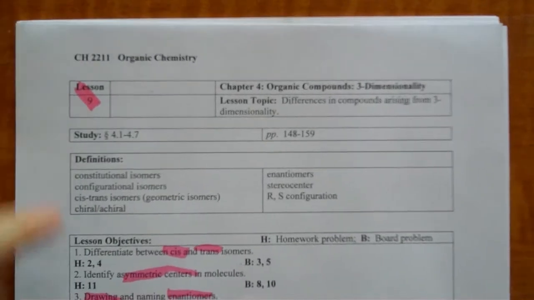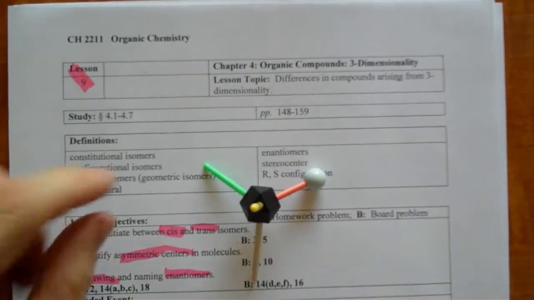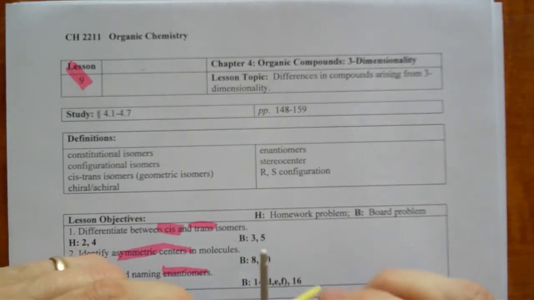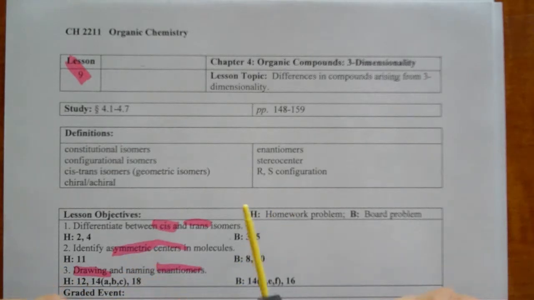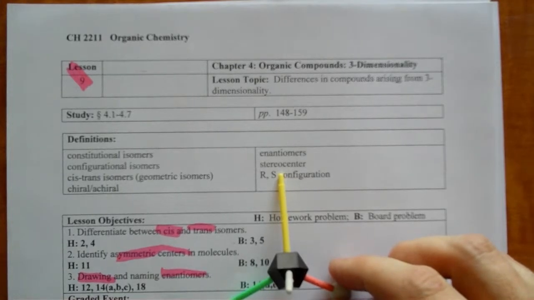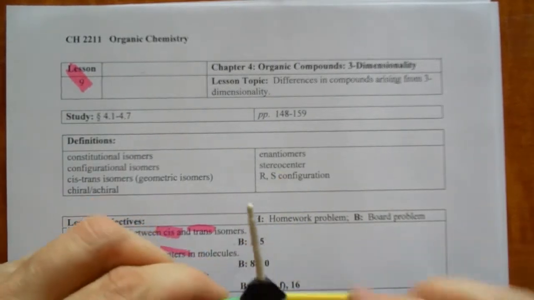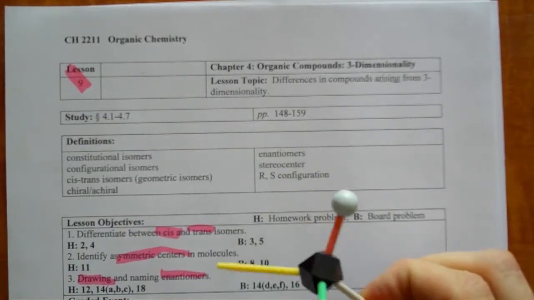Okay? The second objective is to identify asymmetric centers in molecules. And what we're going to do is we're going to simply say, this is super simple. Now I didn't say easy, but super simple. An asymmetric center in a molecule has to have 4 distinct electron groups coming off of it, or else it's not an asymmetric center. It has to have 4 distinct things coming off of it. Alright, and that's it. So this has got 4 distinct things coming off of it, and that's got 4 distinct things coming off of it.